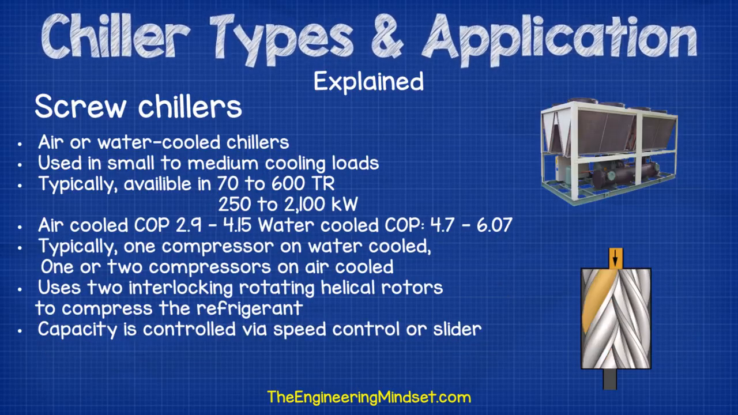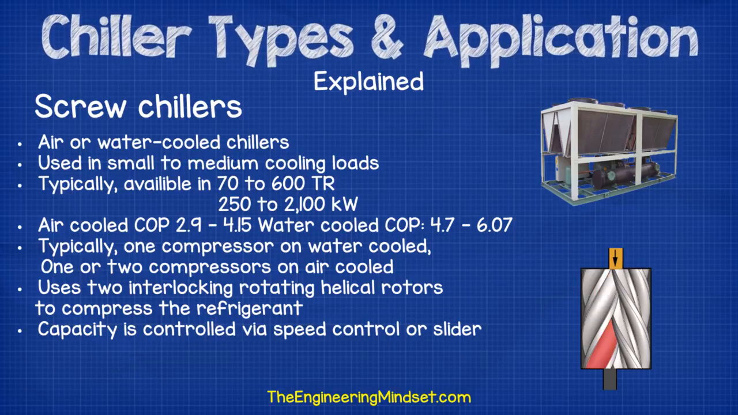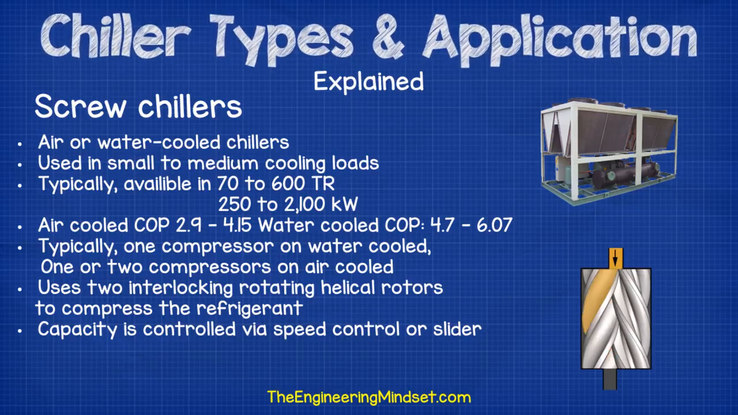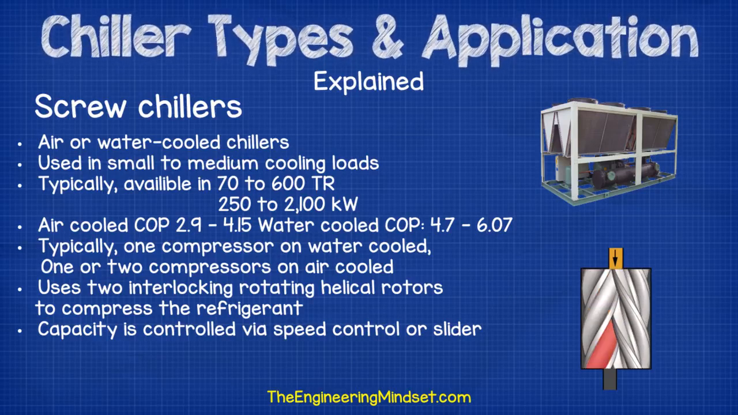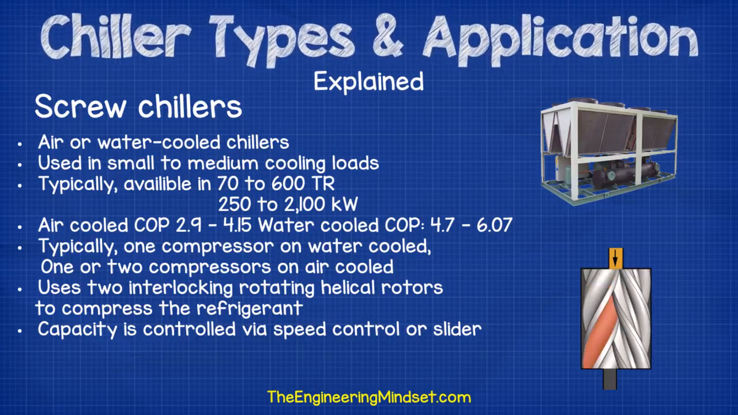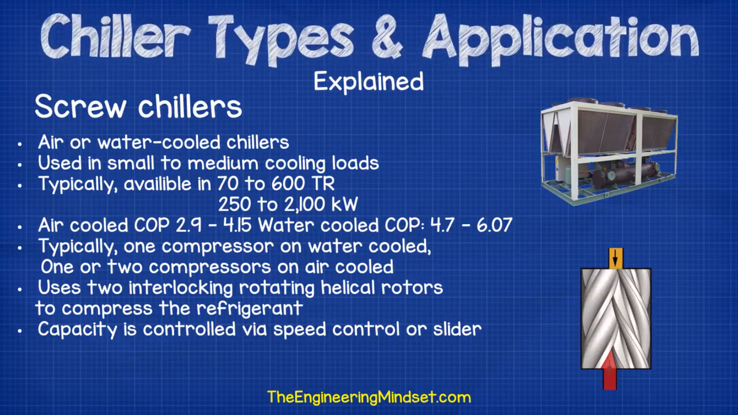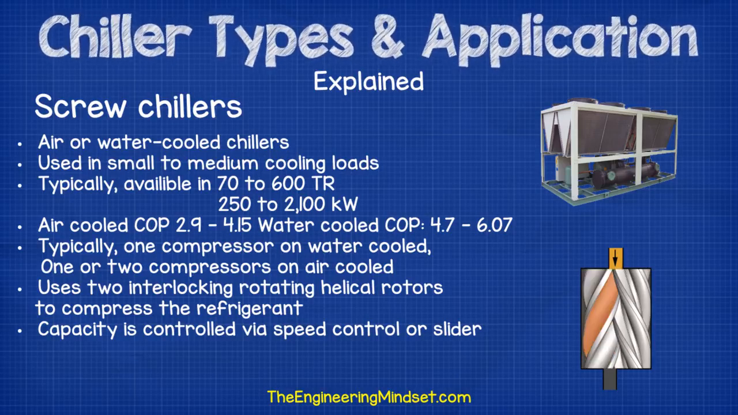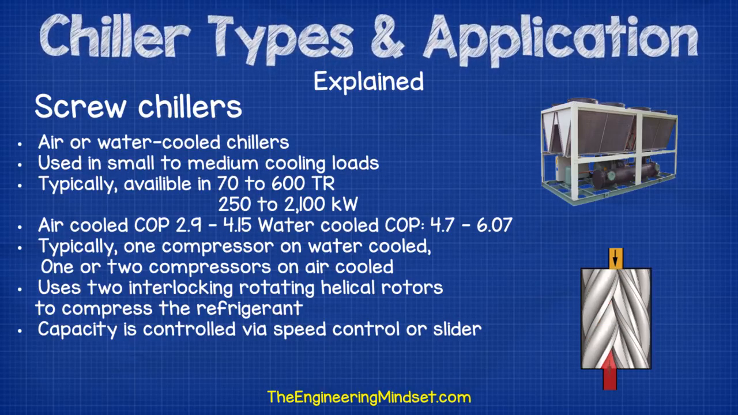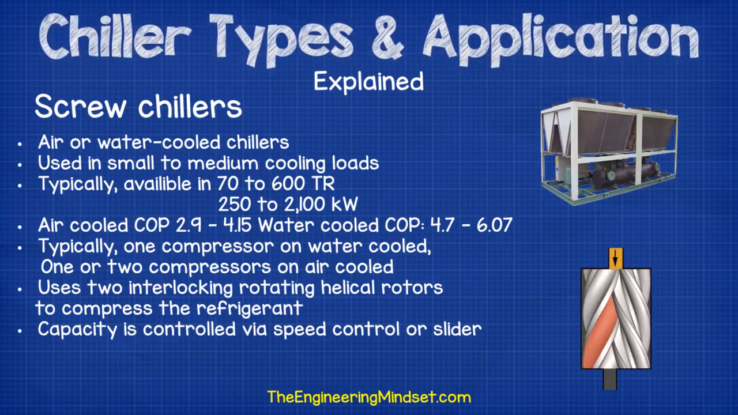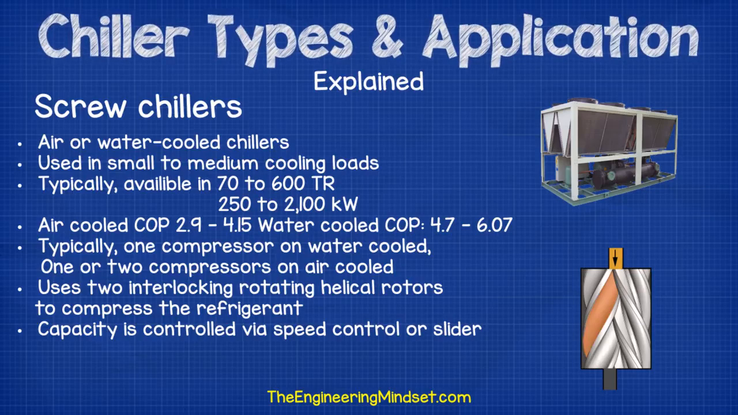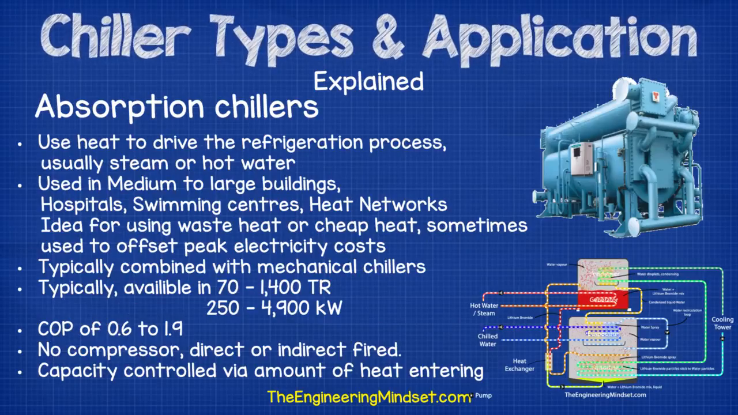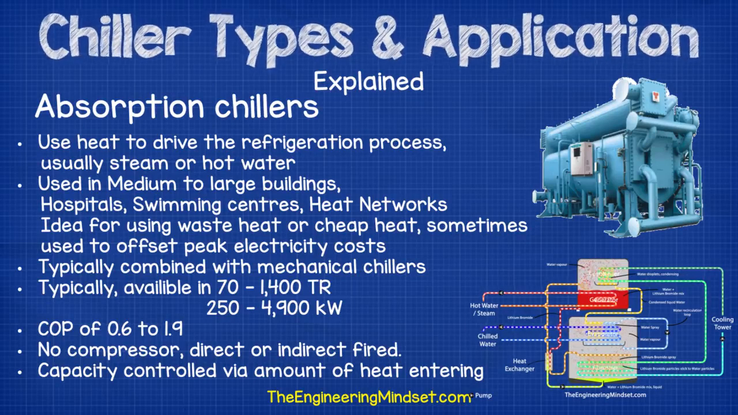Screw compressors can be used on air or water cooled chillers, and they are used in small to medium cooling loads. They're typically available in 70 up to 600 tons or 250 to 2100 kilowatts. The air cooled screw compressors will typically have a COP of around 2.9 up to 4.15. Water cooled will have a COP of 4.7 up to 6.07. Typically they'll have one compressor on a water cooled chiller or 1 to 2 compressors on an air cooled chiller. They use two interlocking rotating helical rotors to compress the refrigerant, and the capacity is controlled via speed control or a slider.